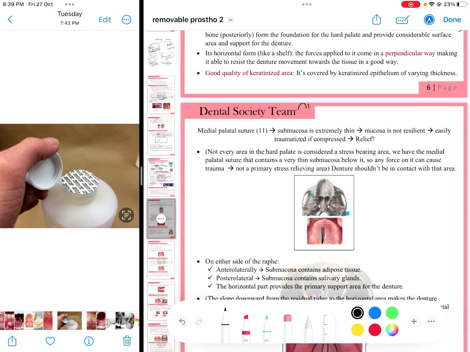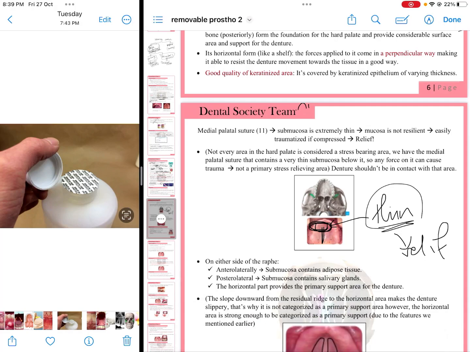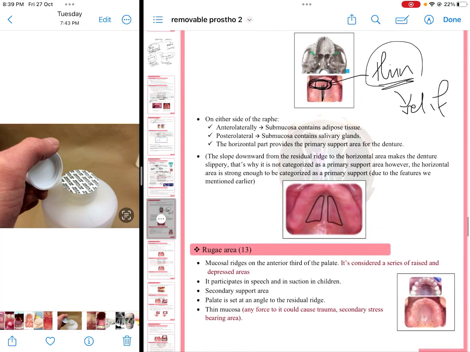Also, we have the ruga area here. You know the ruga area, right? The ruga area also has thin submucosa, and we have to do relief, and we considered it a secondary stress bearing area, if you remember. Now we'll talk about it more.